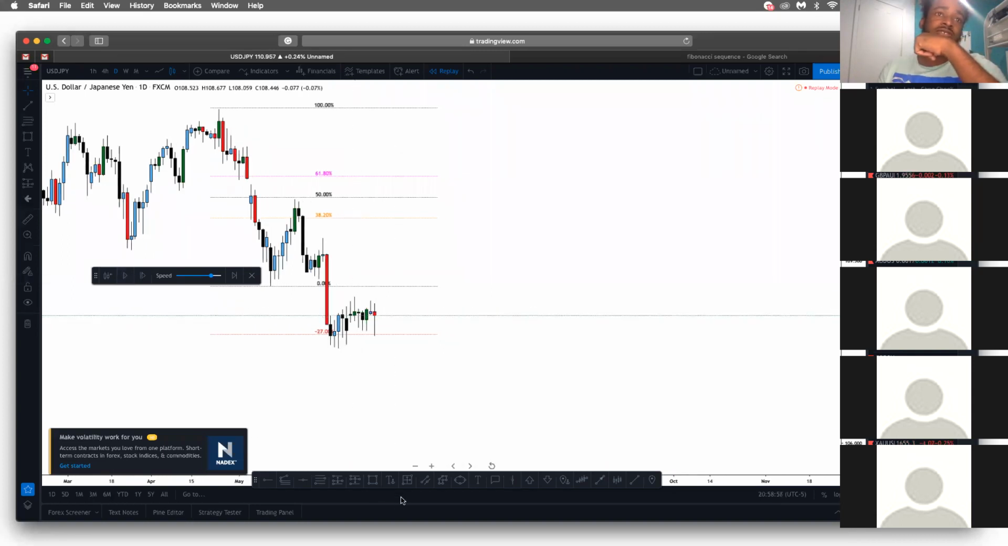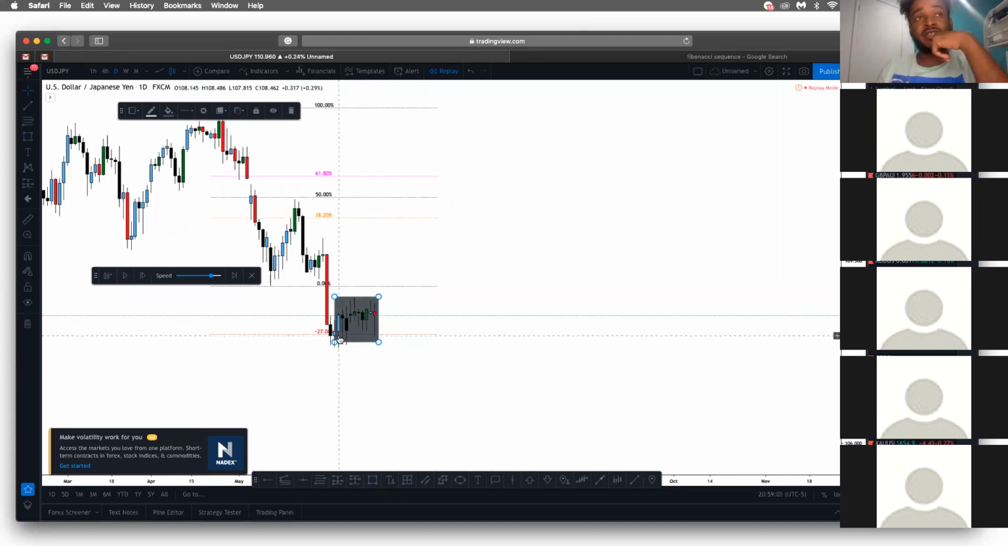Okay, so you see we had consolidation here. The reason why, we had a lot of profit taken. Maybe investors didn't close the entire position, but because we had a lot of profit taken, we had a little stall in the market, right?